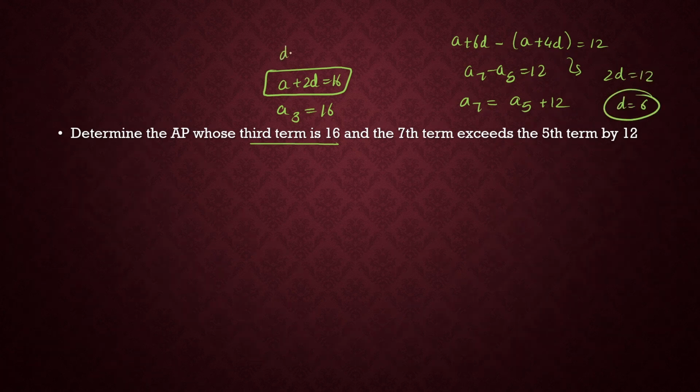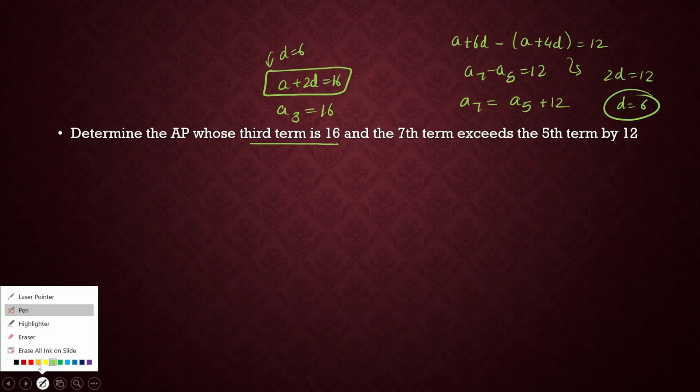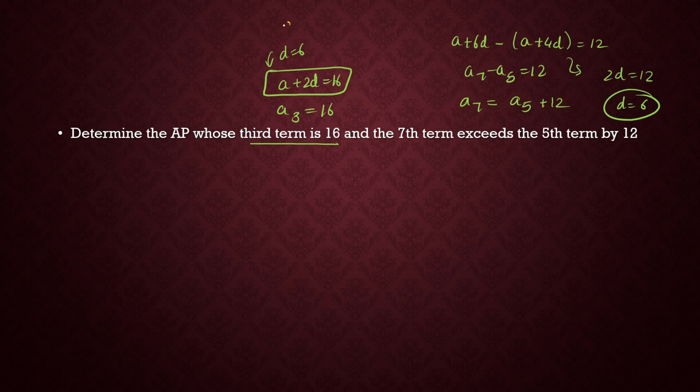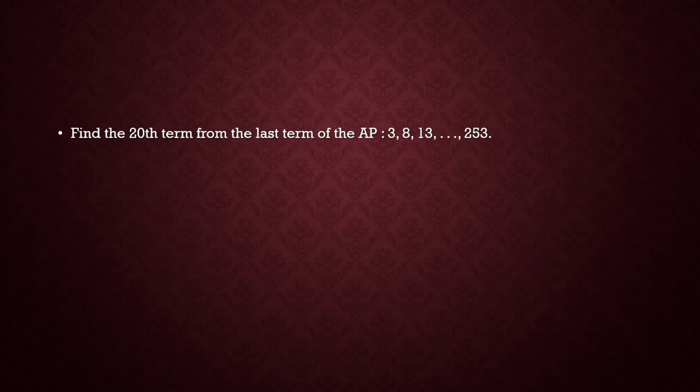So just put the value d is equal to 6 in this equation. Then you will get that the value of a is equal to 16 minus 12, that is equal to 4. So you got the value of the first term and the common difference. You can find the AP by yourself. Next question. Find the 20th term from the last term. Already discussed.